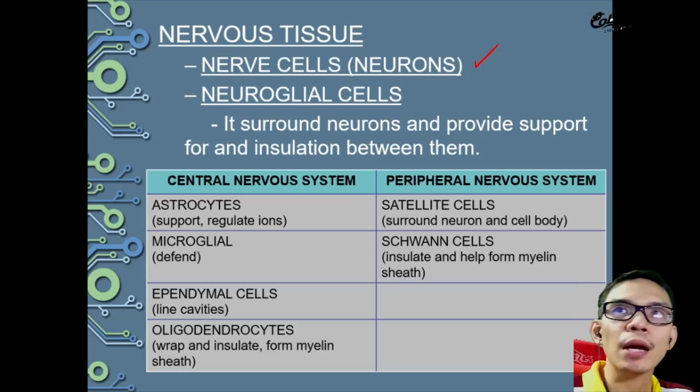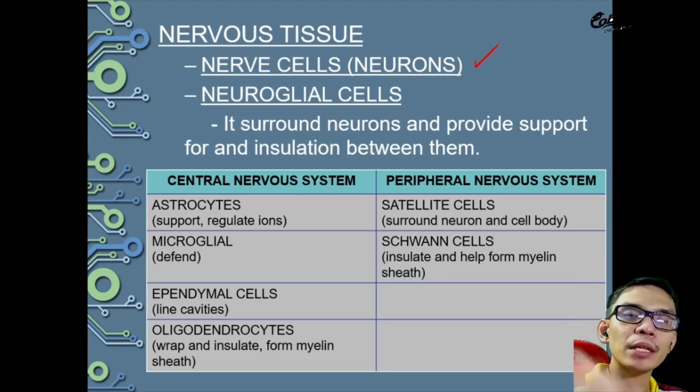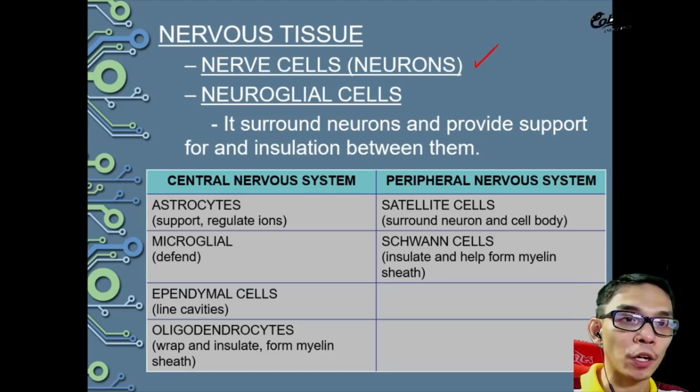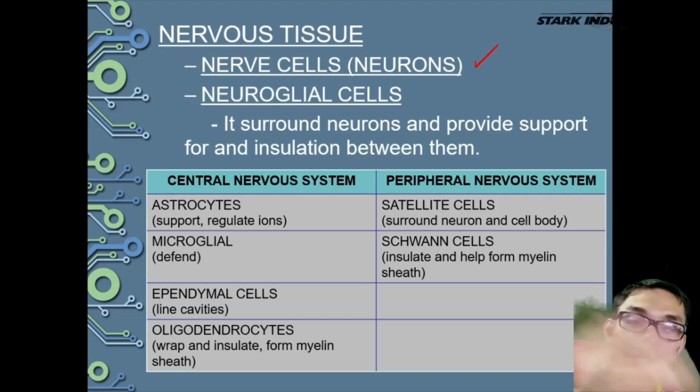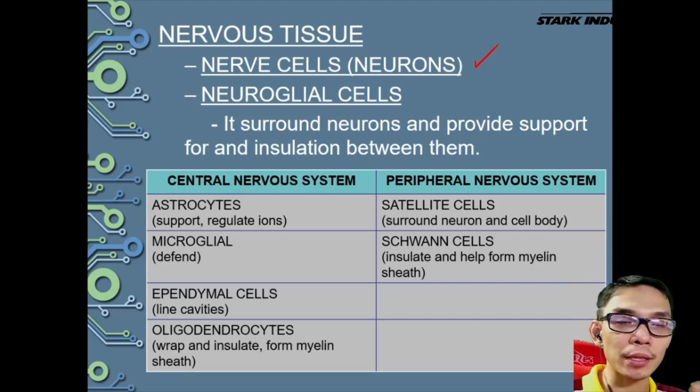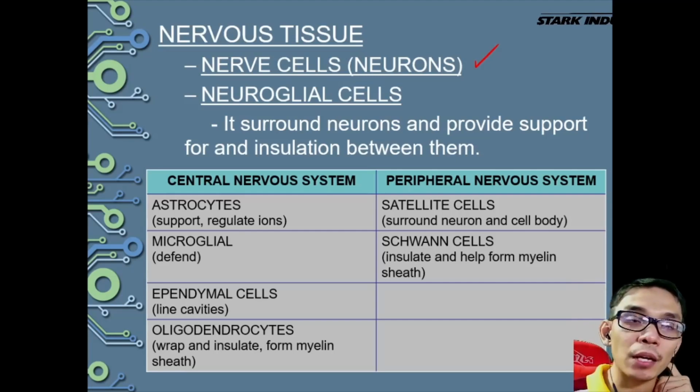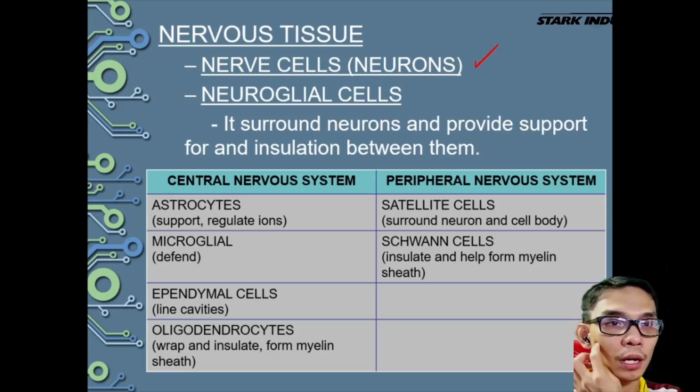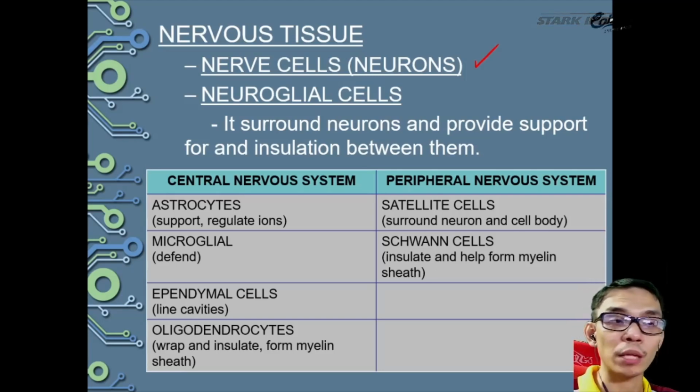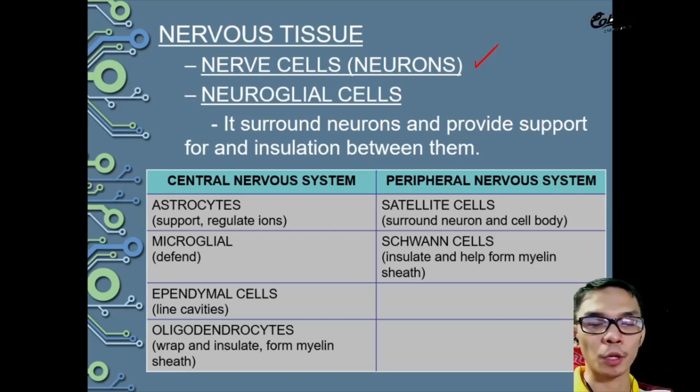Next one, there's something that defends against foreign objects like viruses and bacteria in the central nervous system. That is the microglia. It is important that the brain and spinal cord are protected from viruses so that they will not be damaged and can maintain their normal function.